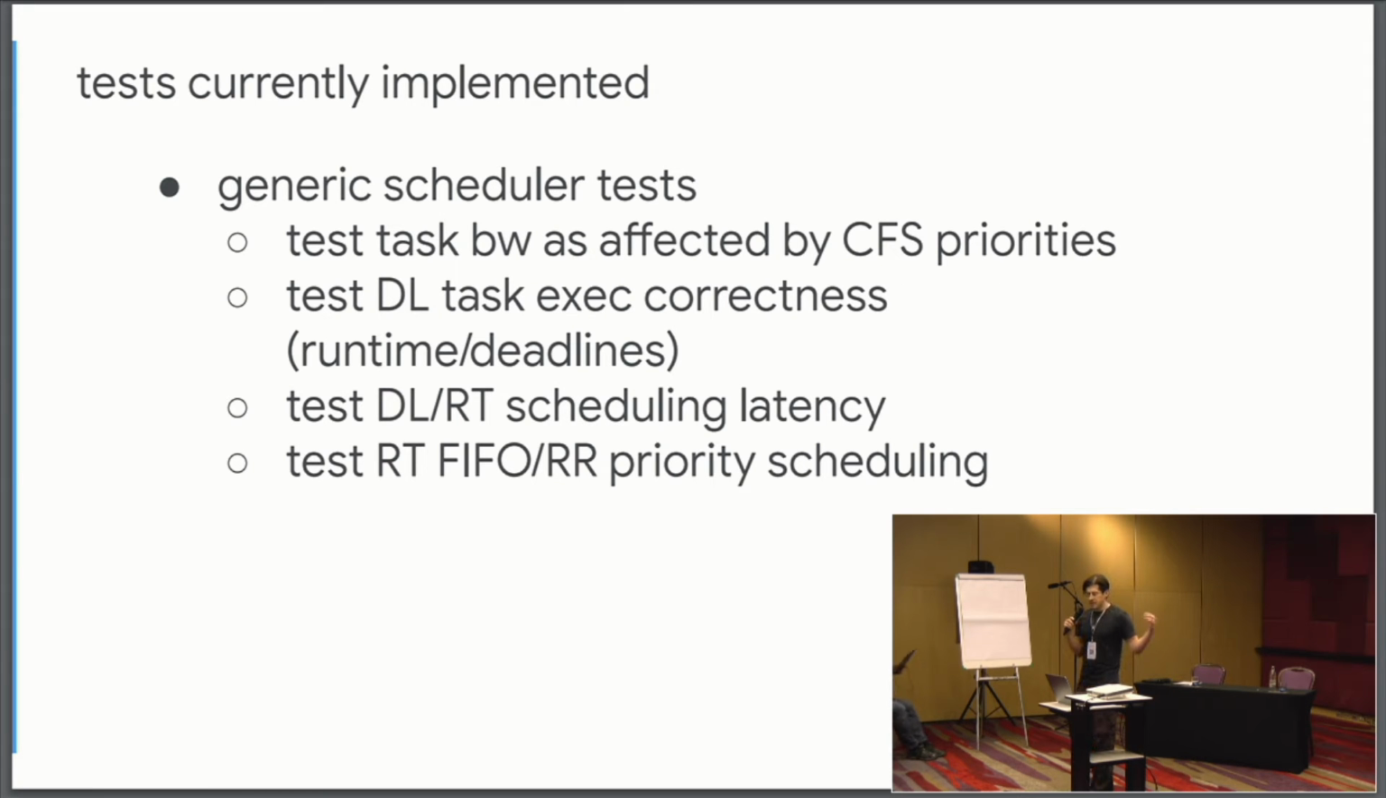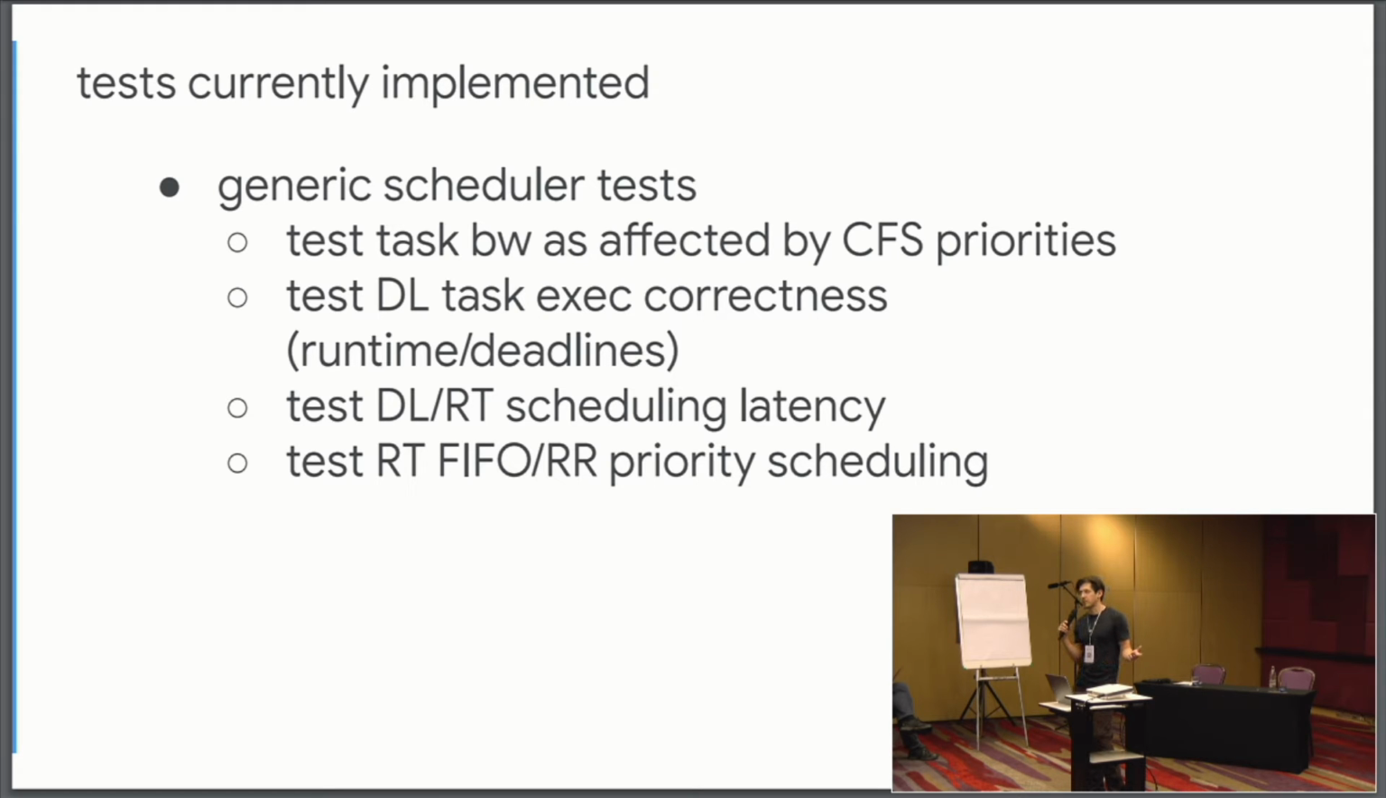And then some generic scheduler tests. This is stuff that's applicable to really any platform. Creating a handful of CFS tasks, pinning them to a single CPU with different priorities, and making sure that their bandwidth works out. If you look at fair.c, you can figure out what the bandwidth should be based on the different nice levels, and make sure they get the correct amount of runtime. Also checking deadline task execution correctness, so both runtime and deadlines.